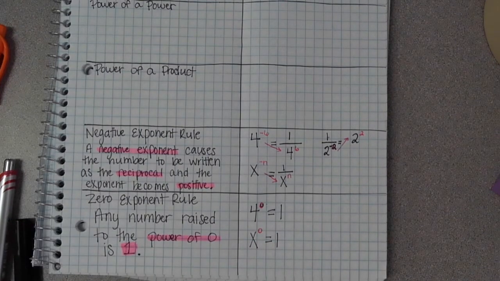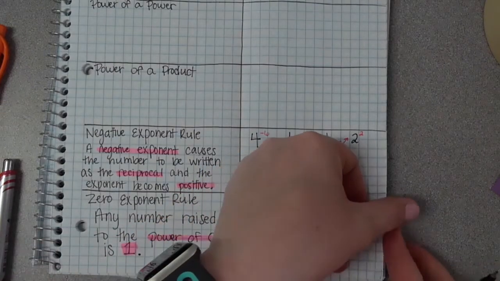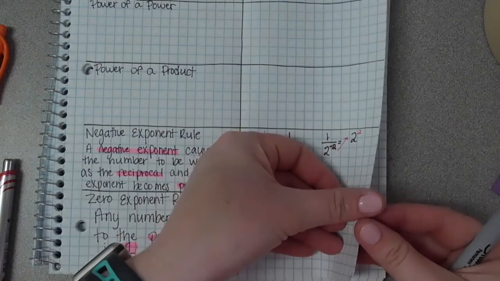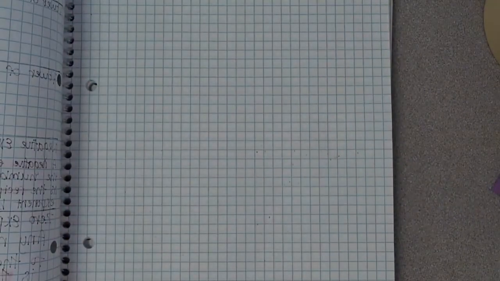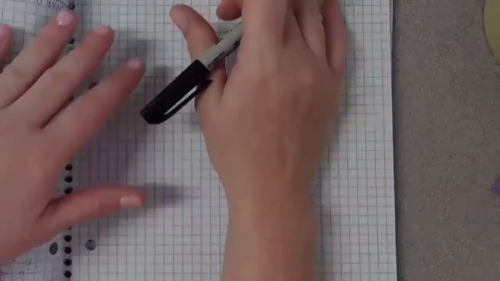So any number raised to the power of 0 is 1. Okay, let's go ahead and do an example. Sorry, my keys were on top of my example. So let's do an example together.